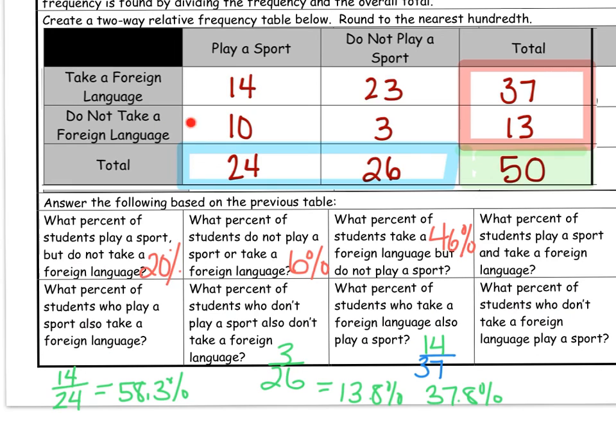And finally, what percent of students who don't take a foreign language? So how many students don't take a foreign language? 13. And of those 13, how many play a sport? That would be 10. So 10 out of the 13 students who do not take a foreign language, 10 of those play a sport, and that's about 79.8%.